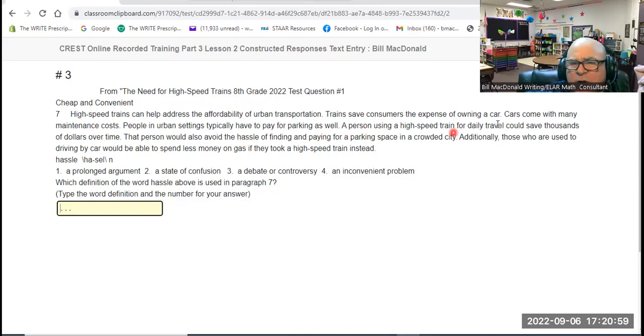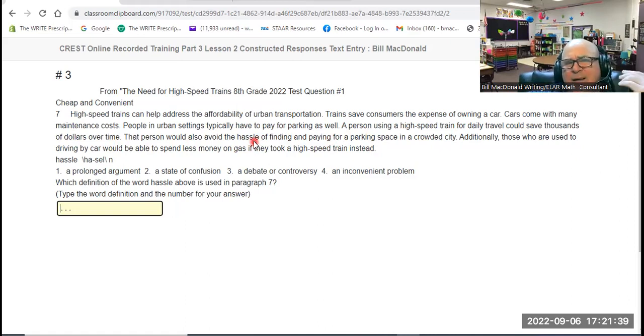A person using a high-speed train for daily travel could save thousands of dollars over time. That person could avoid the hassle. I'm going to find out if I'm avoiding a hassle. A hassle is either a positive or a negative thing. Let's see what hassle means. Finding and paying for parking space in a crowded city. Finding a parking space, that's not a good thing. Having to pay for a parking space, that's a bad thing. And in a crowded city, that's a negative thing.